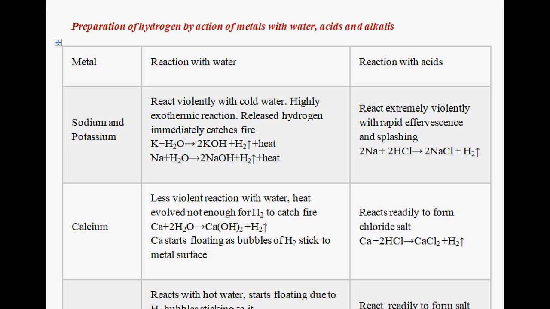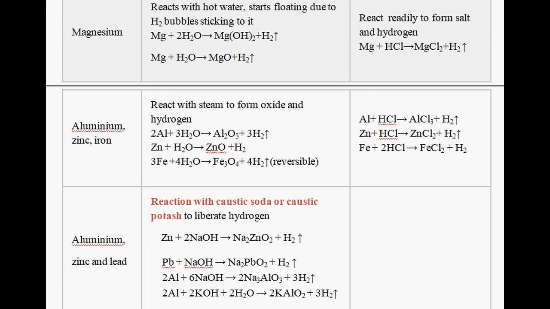If we talk about the reaction with acids, it again reacts violently with acid with rapid effervescence and splashing. Sodium combines with HCl, forms sodium chloride and liberates hydrogen. Calcium reacts less violently with water. Heat evolved in the reaction is not enough for the hydrogen to catch fire. And calcium on reaction with water forms calcium hydroxide, which gives slight turbidity, liberating hydrogen. It again reacts with the acids like H2SO4 or HCl, forming the corresponding salt, liberating hydrogen.